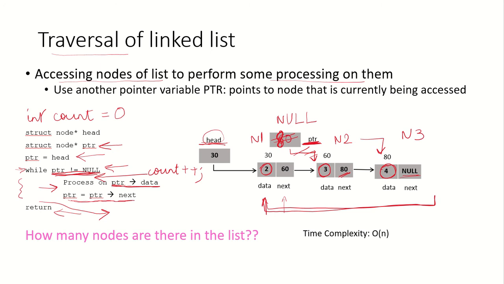What is the complexity of this traversal? Since we are visiting each and every node, the time complexity of this linked list traversal is order of n.